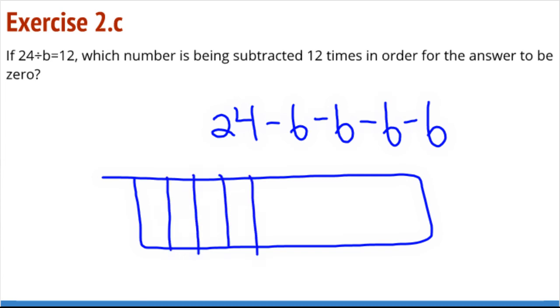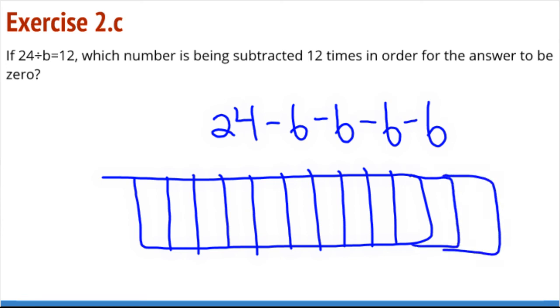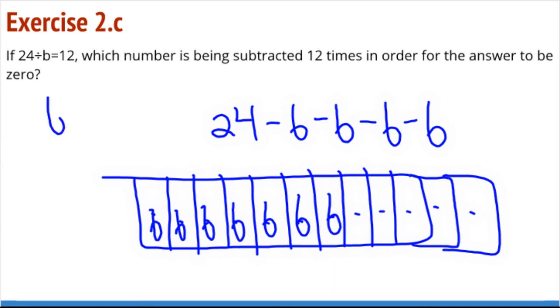1, 2, 3, 4, 5, 6, 7, 8, 9, 10, 11, 12. There we go. Going to subtract out 12 times, each one of these being b. So 24 is going to be split into 12 pieces, and we are going to find out that b would be equal to 2.